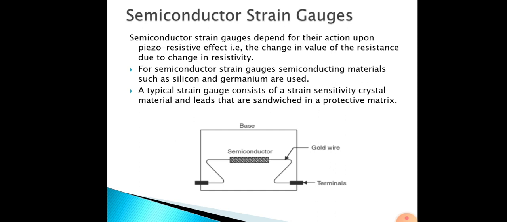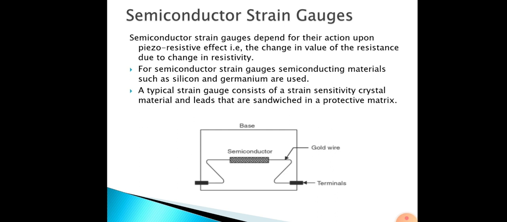Okay, for semiconductor strain gauges, semiconductor material such as silicon or germanium will be used. The typical strain gauge consists of strain sensitive crystal material and leads that are sandwiched in a protective matrix. You can see in the diagram. Then next, the production of this employs conventional semiconductor technology. Its thickness will be 0.05 mm, bonded on a suitable insulating substrate such as Teflon. Gold leads are generally applied for making the contacts.